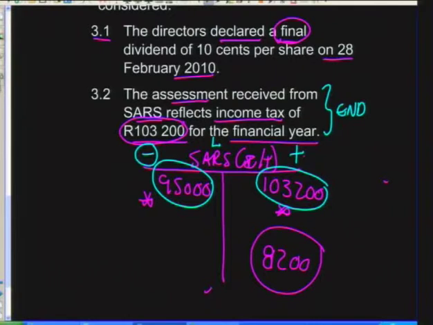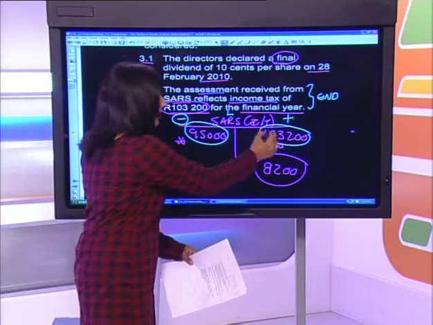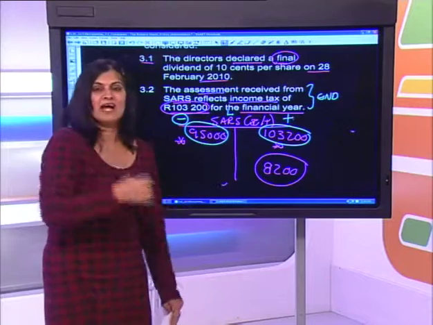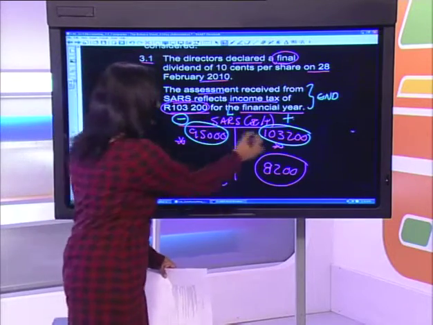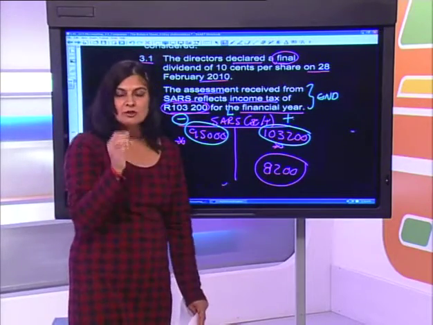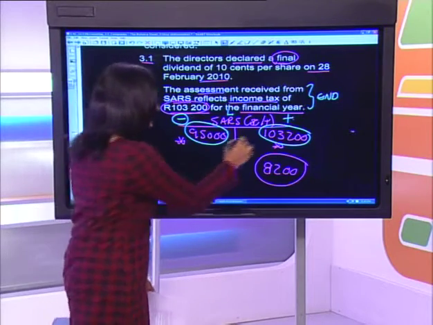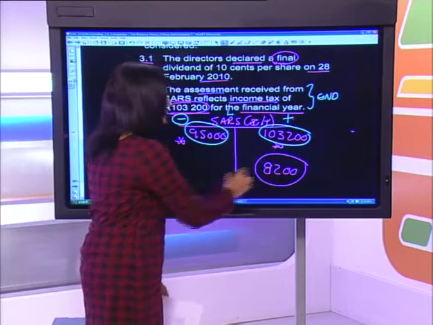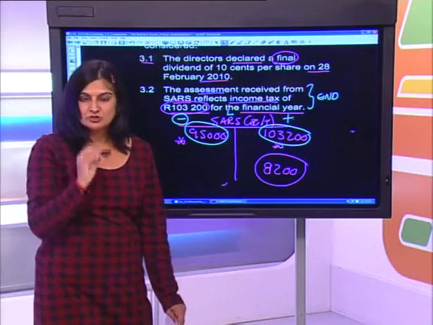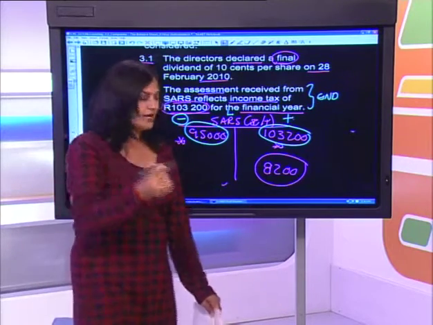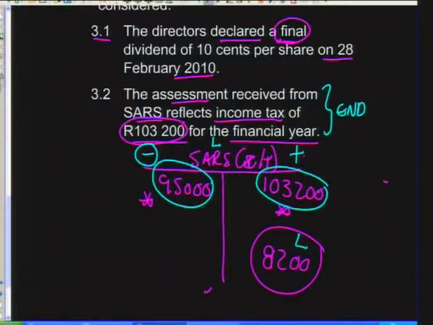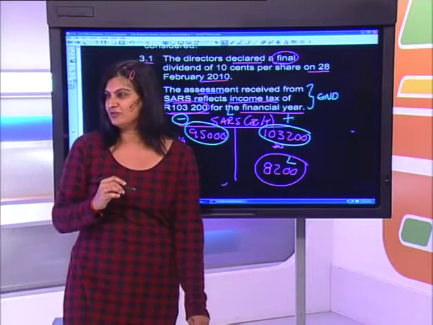So remember, if I compare, guys, what I should pay against what I've already paid, you can clearly see that I am still owing the receiver. In this case, if I subtract, I am still owing the receiver 8,200. Still owing means SARS is a liability. Under current liabilities, you owing the receiver again 8,200. I hope I've answered the question for her.